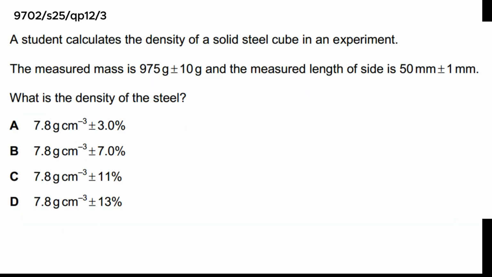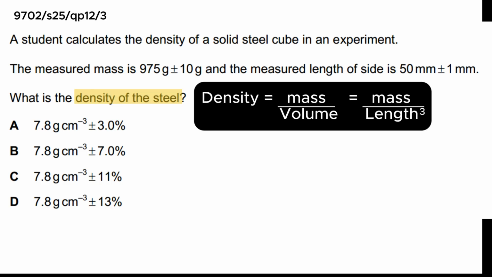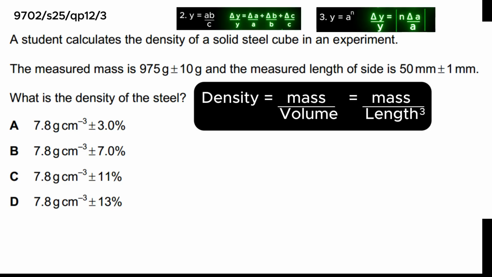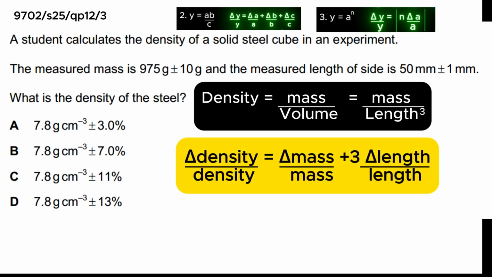Moving on to level 2 from paper 12. We need the percentage uncertainty in the density of a steel cube. This question is a double-header. We have division and a power. Density is mass over volume, and for a cube, volume is the cube of length. Recall the second and the third rule. The percentage uncertainties in mass and length are needed. Because the length is cubed, we must triple its percentage uncertainty.